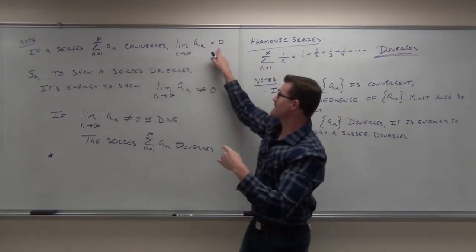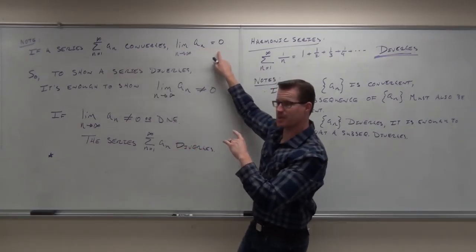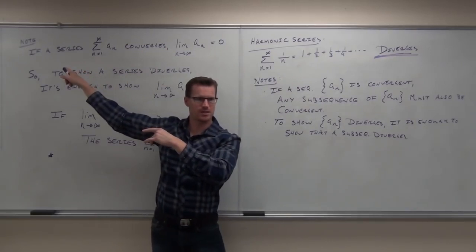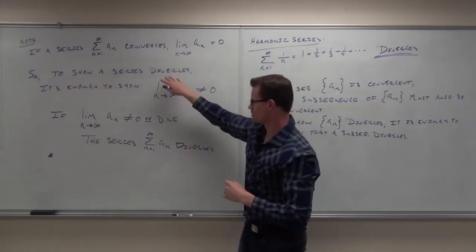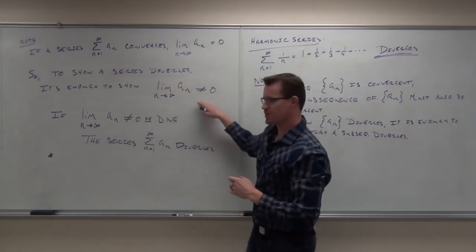If it converges, this has to happen. So if this doesn't happen, it will not converge. Does that make sense? So we can do that though. We can say, cool. So it's enough to show a series diverges, it's enough to show this happens.